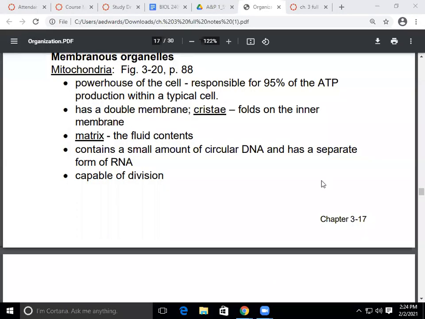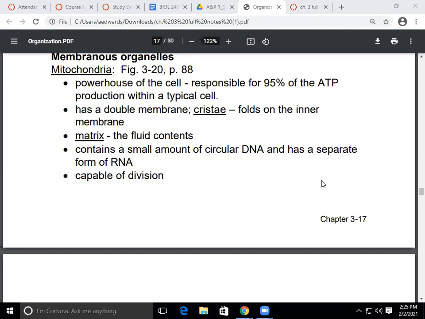All right, so now that we've covered the non-membranous organelles, let's talk about the ones that do have membranes. We'll start with the mitochondria, known as the powerhouse of the cell. Almost 100% of the production of ATP in your cells is happening at the mitochondria, okay? It has a double membrane, so 2 layers, and has cristae, which are folds in the inner membrane, okay? So when you see the mitochondria, and you see all the little folds on the inside, those are cristae.